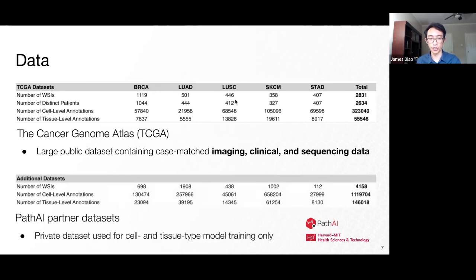The other source of data that we use is PathAI's partner data sets that it acquires from the different biotech partners that it works with. You can see this adds a substantial number of slides and over 1 million cell level annotations and almost 150,000 tissue level annotations. We use this just to supplement the training procedure in order to help make sure that this generalizes beyond just the TCGA and any batch effects that might arise from uniform processing.